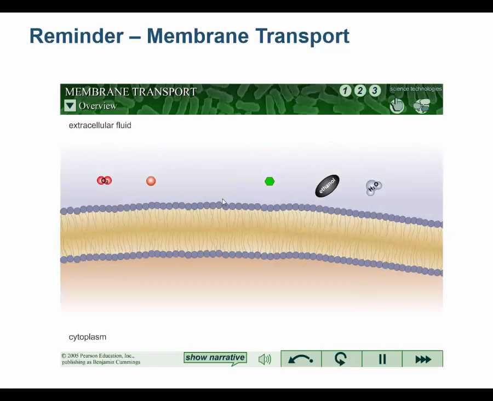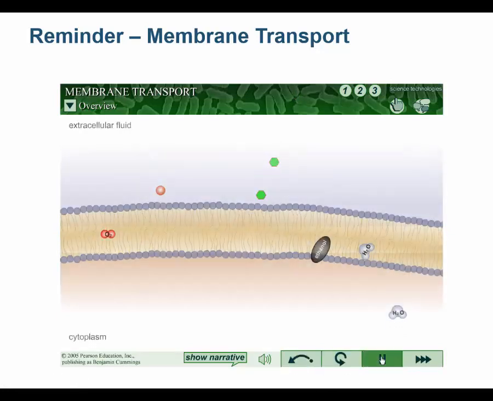Before we... Sorry, I'm going to back that up. Before I play this, this is just to remind you about membrane transport. There's passive transport, there's active transport. It's been a while since you had 203, so let's just revisit this.